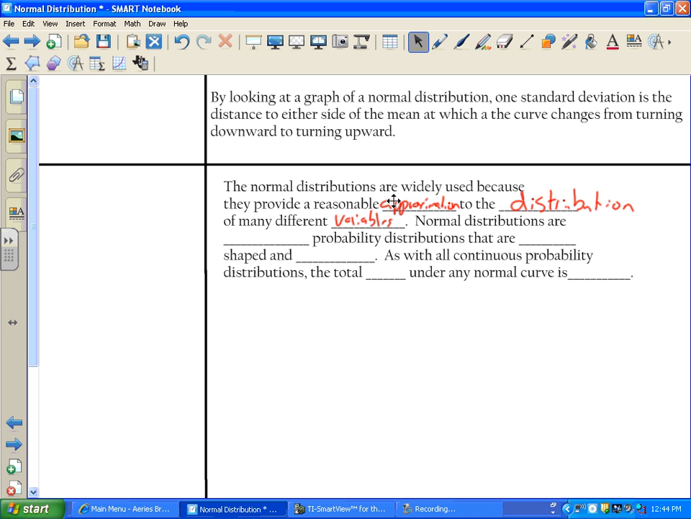So normal distributions are continuous probability distributions that are bell-shaped and symmetric. As with all continuous probability distributions, the total area under any normal curve is 1. All those probabilities will sum to 1. Okay?